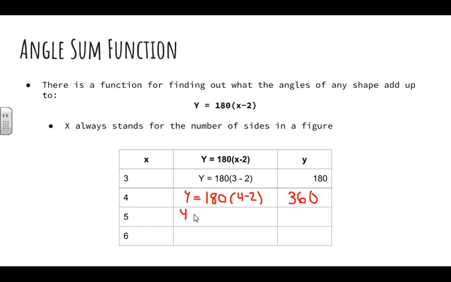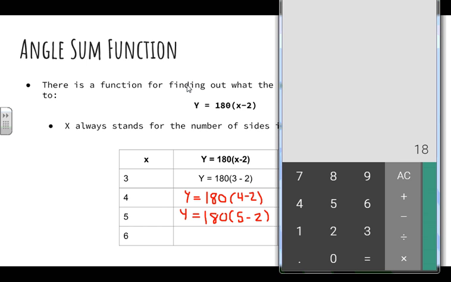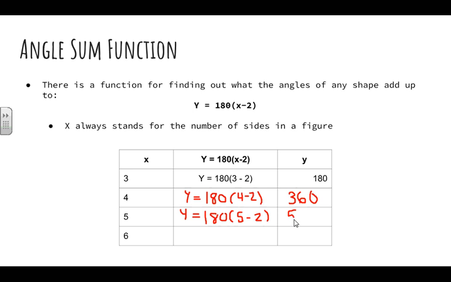So all of the angles of a quadrilateral added together will give you 360 degrees. For a five-sided figure, a pentagon, we would plug in 5 for x, do what's in parentheses first. 5 minus 2 is 3. And then you would multiply 3 by 180. And because I'm an old man, I'm going to use a calculator. You get 540. So all of the angles added up in a pentagon will give you 540 degrees.